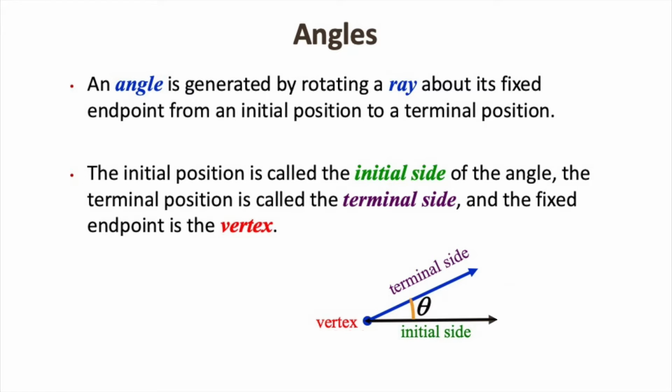about a fixed point called the vertex. If the initial position coincides with the positive x-axis and the vertex coincides with the origin, then you have the angle in standard position.